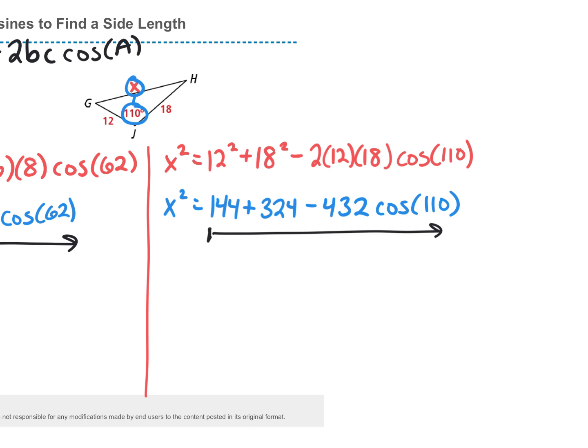Is that my answer, what I have in my calculator? No, what's our last step? Square root. Yep, square root your answer. What did you guys get? 24.8. You should get 24.8.